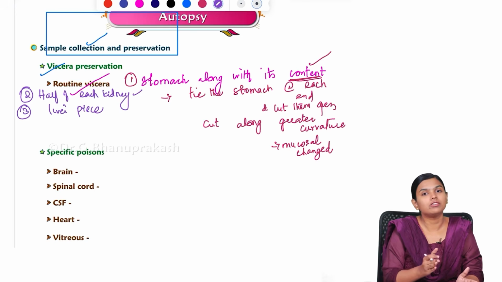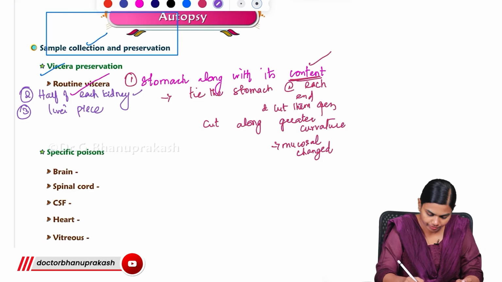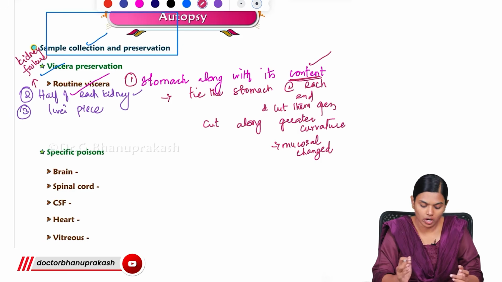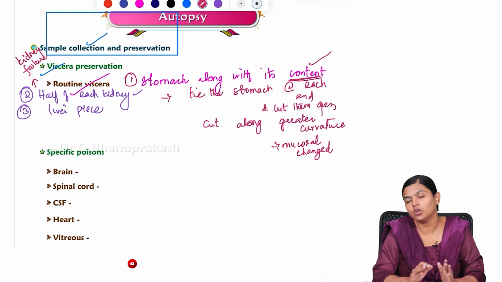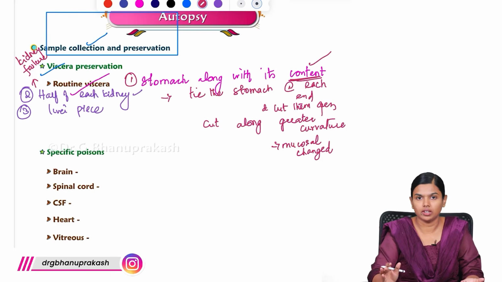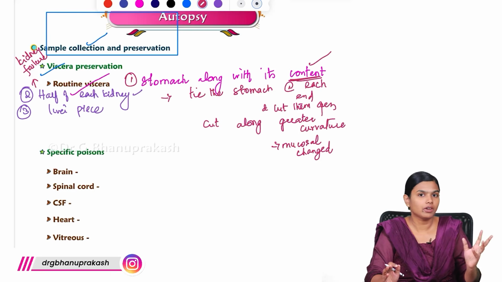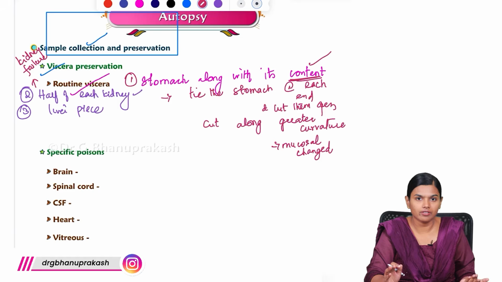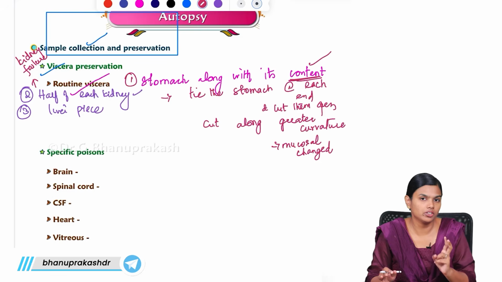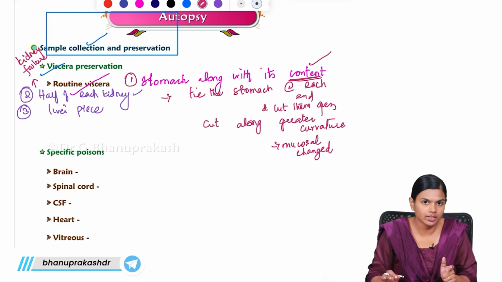Why we are taking half of each kidney is that sometimes some people will have kidney failure. Only one kidney will be working and the other kidney will not be working in a few people. So in order to avoid that issue, we take half of each kidney. Either kidney is working, we can get the sample and we can identify the excretion of the drug. So that is why we take half of each kidney. So we have taken the point of entry, stomach, the point of metabolism, that is your liver, and the point of excretion, that is your kidney.